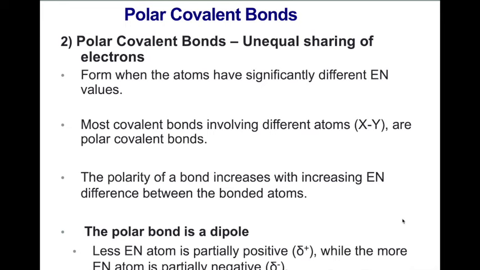And as a result, we can use this notation here. This is a lowercase delta. And delta positive means that there's a partial positive charge, whereas delta negative is partially negative. That negative side's going to be on the end with the more electronegative atom.